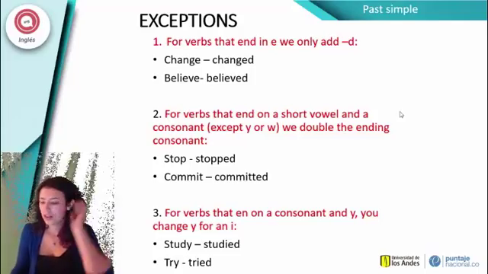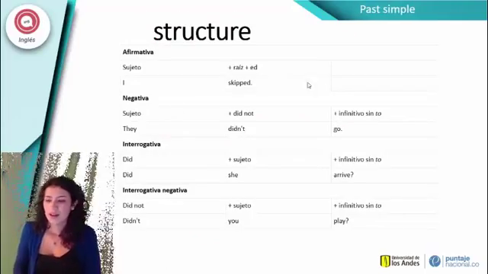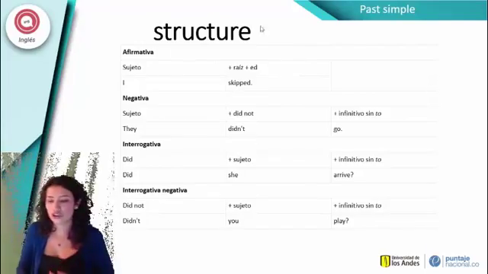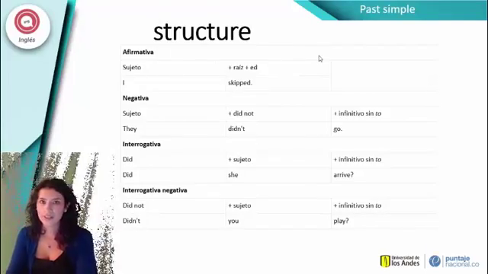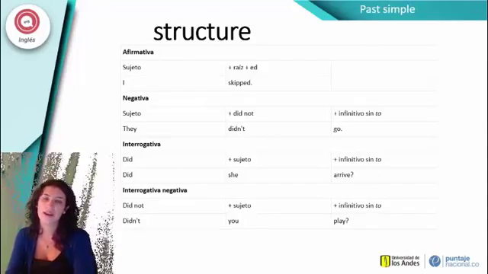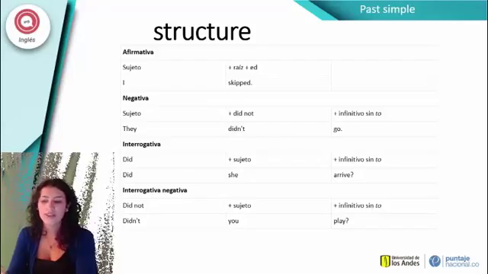Good, let's continue. So now we have the structure. First, we learn how to construct the past simple with the verb in infinitive. That is, we have to add the ed at the end when the verbs are regular, and the rules. Now we're going to talk about the general structure of the past simple.